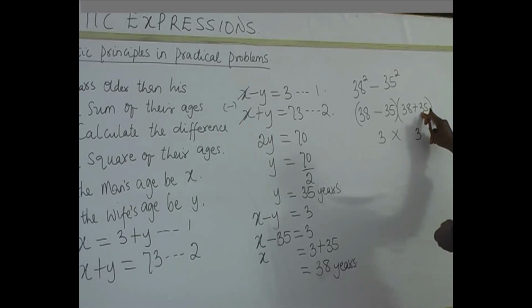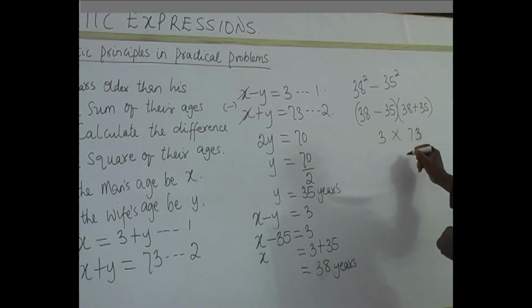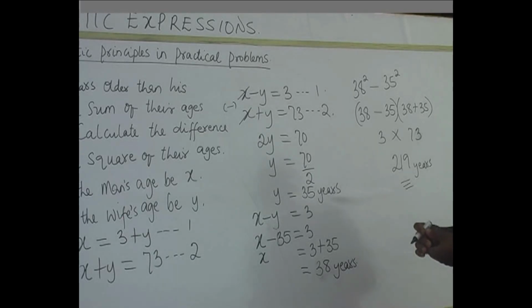Raise 1, 4, and 7. So what you have is 3 times 73. 3 times 3 is 9, 3 times 7 is 21. That means that the question that says that we should find the difference between the square of their ages, the difference between the square of their ages is 219 years.